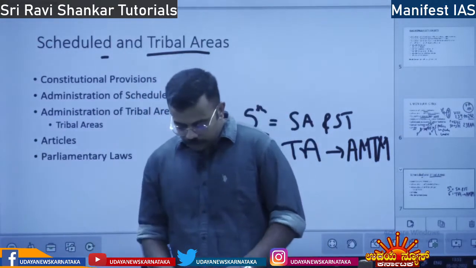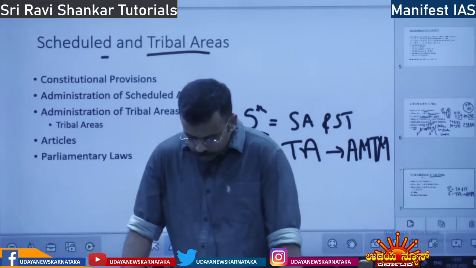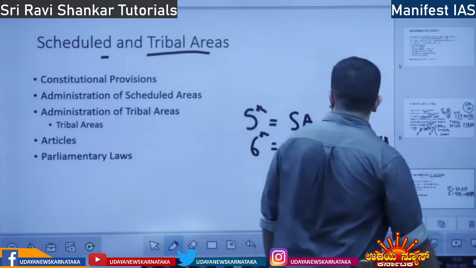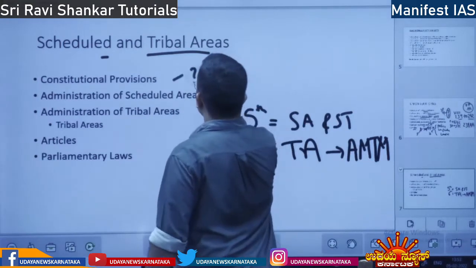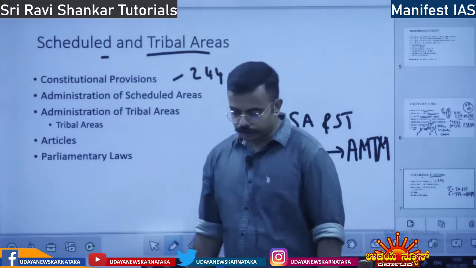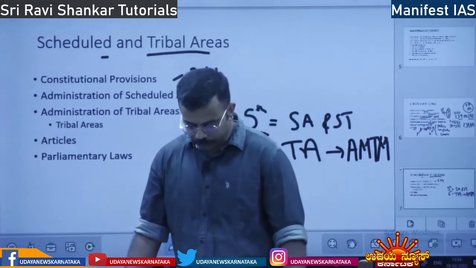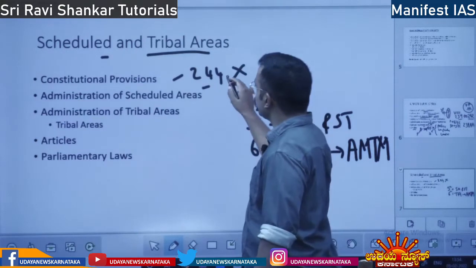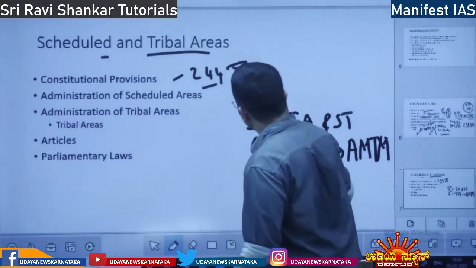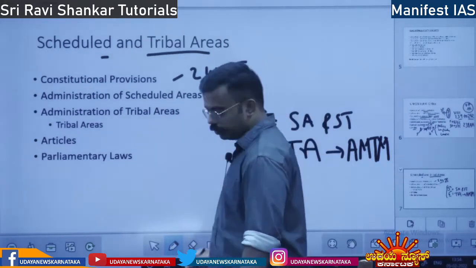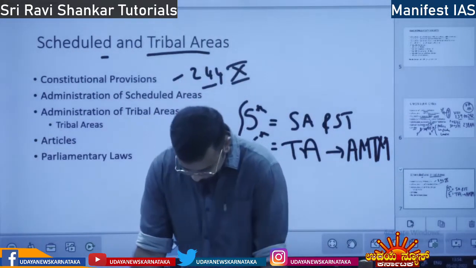Okay. So what are the constitutional provisions? Article 244. Article 244 is under which part? Part 10 of the Constitution. Article 244, and also here are the schedule numbers. Okay.